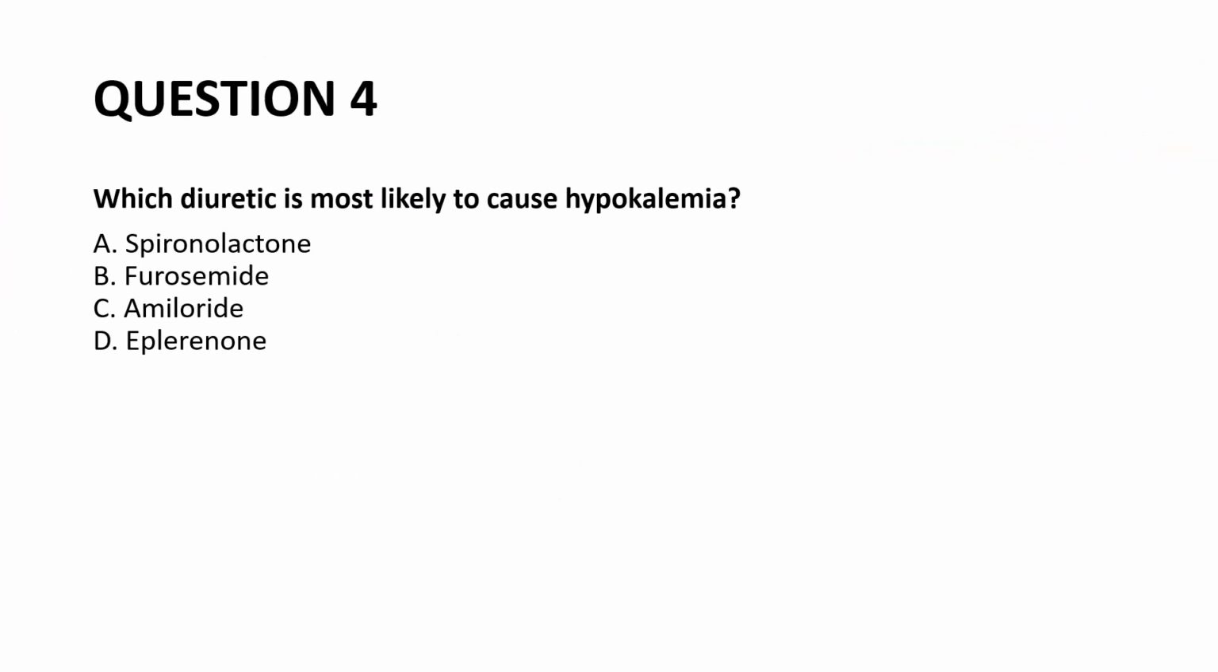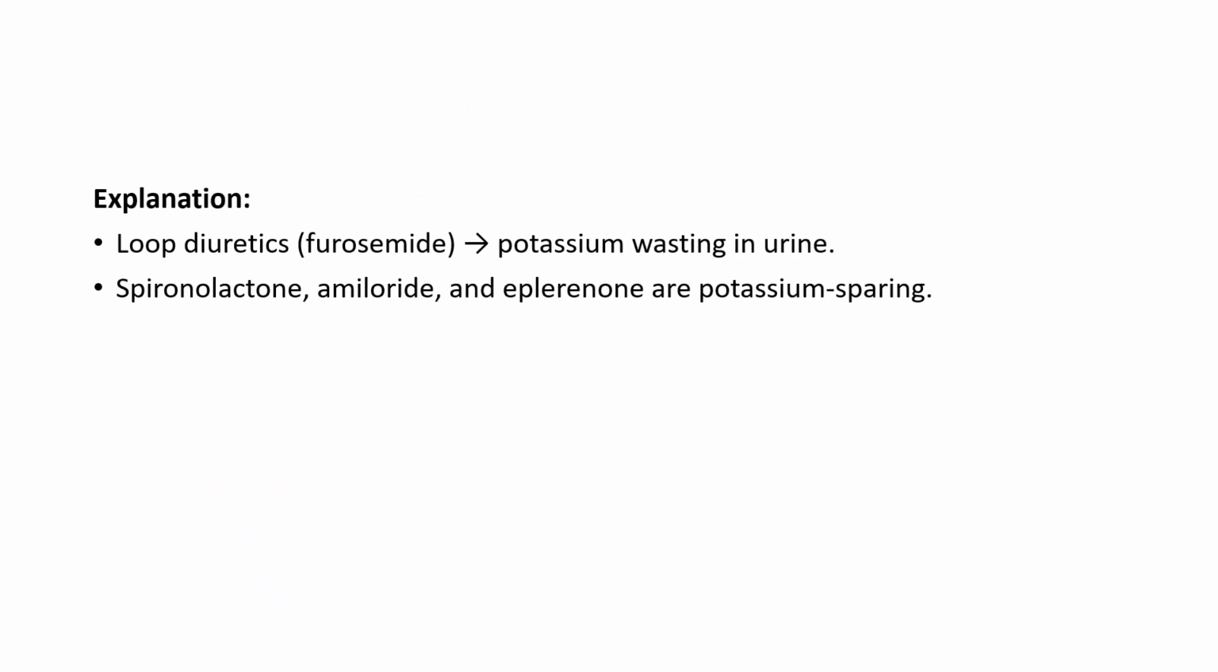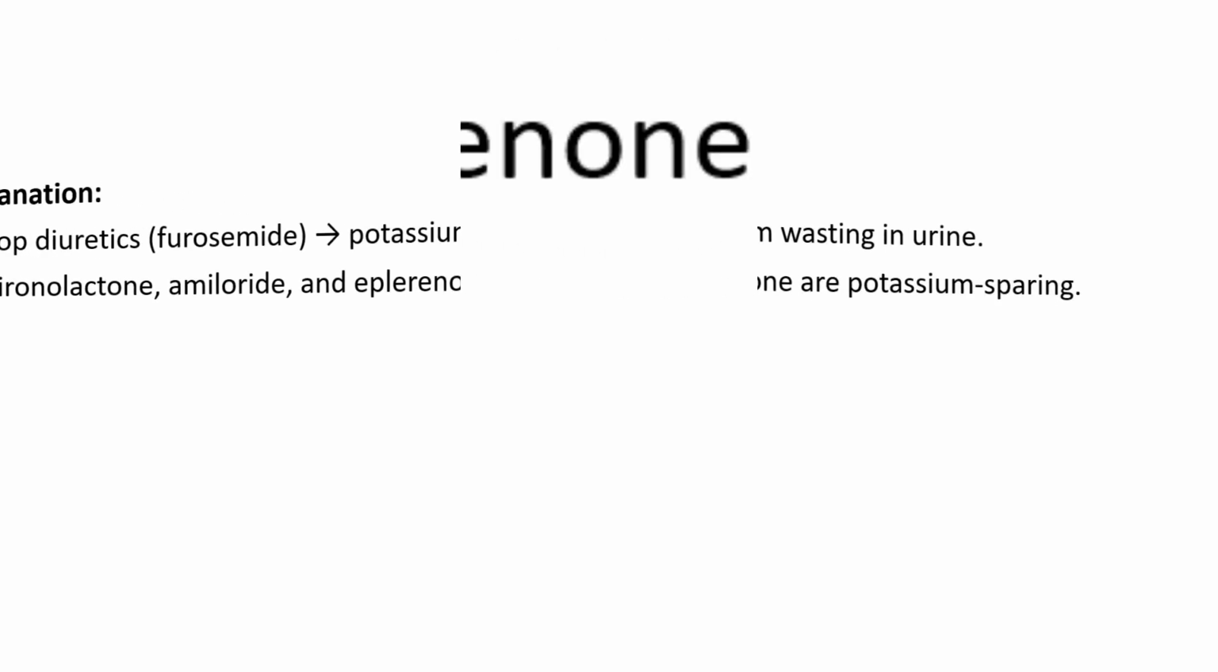Which diuretic is most likely to cause hypokalemia? Spironolactone, furosemide, amiloride, eplerenone. Correct answer is furosemide. Loop diuretics like furosemide will cause potassium wasting in urine and hence lower the potassium level. Potassium sparing diuretics like spironolactone, amiloride, and eplerenone would actually raise the potassium levels.